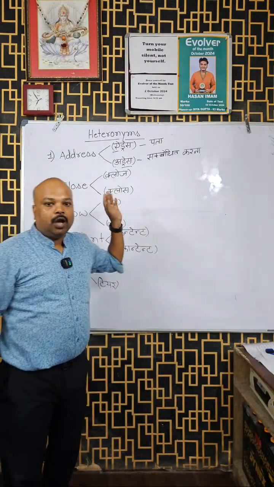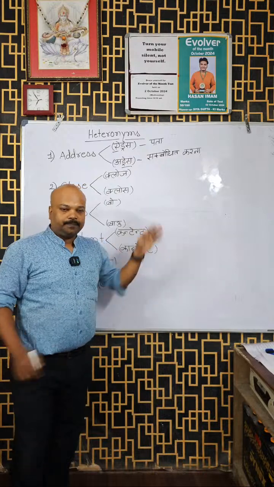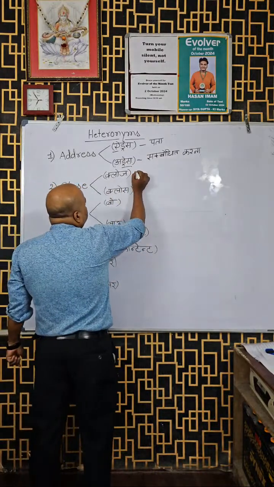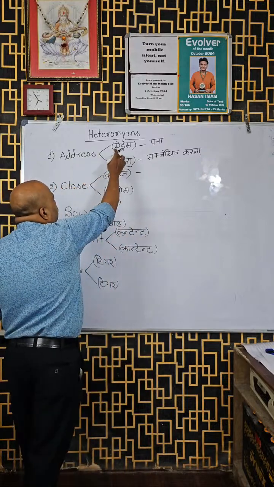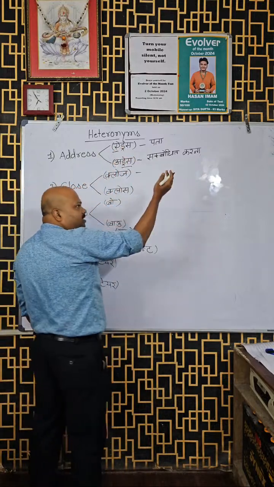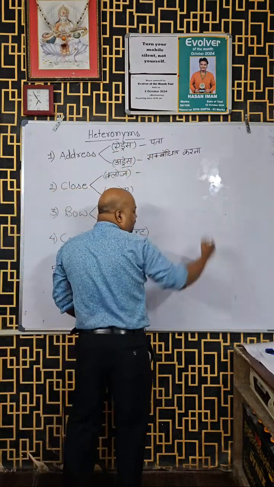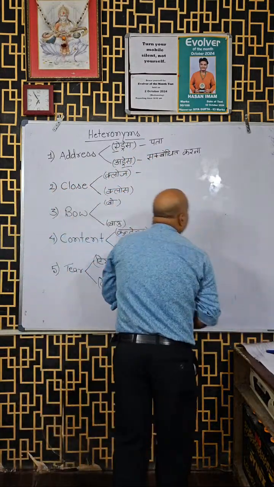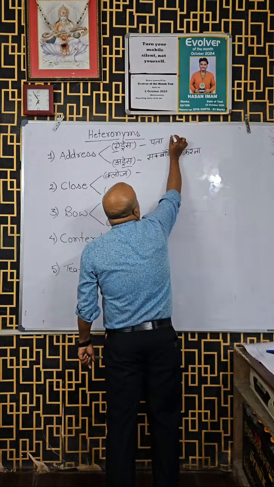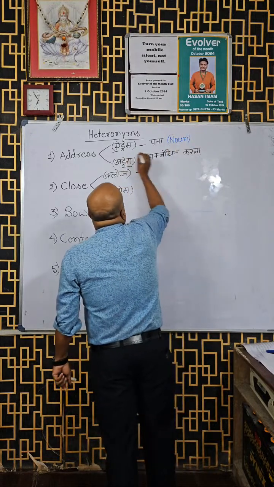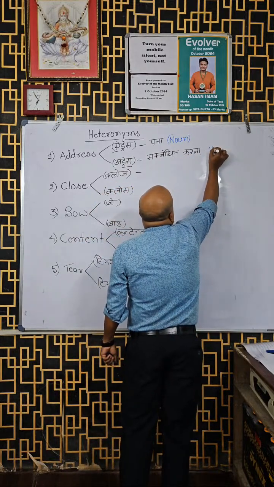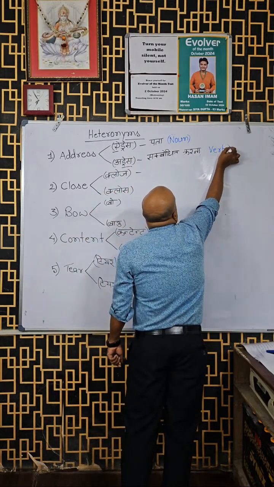Now here we all know this is close, but we didn't have any idea that this also has another sound which is close. Close. This is a verb. Here also, when you call it address, it is a noun. This is a noun. And when you call this address, this becomes a verb. This is a verb.